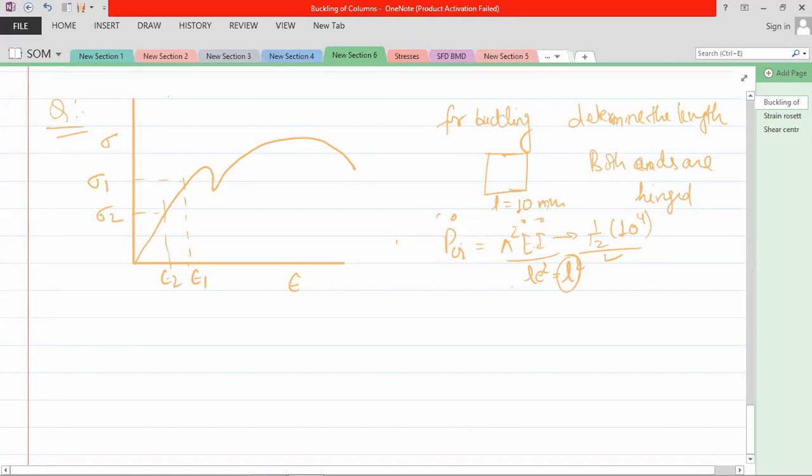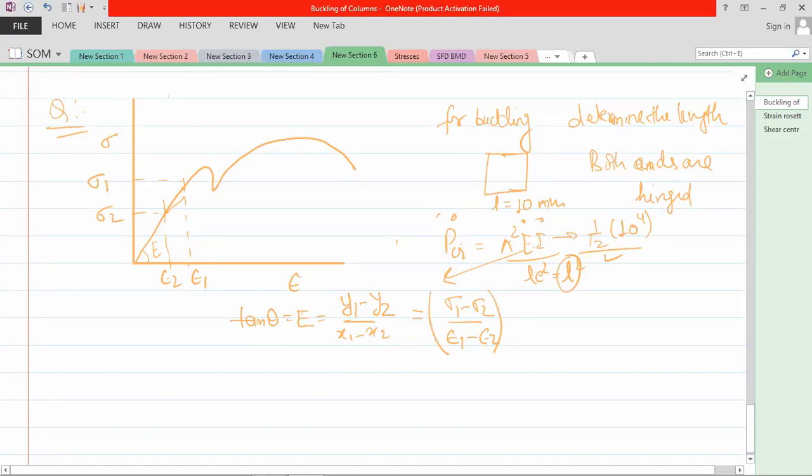First of all, the E value can be obtained from this condition. This is your stress strain curve, so E value is tan theta. Tan theta is equal to E, and if you apply the equation of a straight line, y1 minus y2 upon x1 minus x2, that is sigma 1 minus sigma 2 upon epsilon 1 minus epsilon 2. From this equation you obtain the E value.